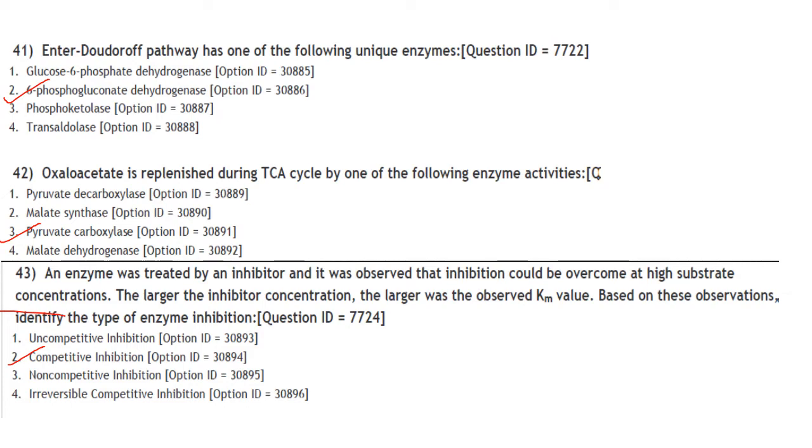The next one. An enzyme was treated by an inhibitor and it was observed that inhibition could be overcome at high substrate concentration. The larger the inhibitor concentration, the larger was the observed Km value. Based on these observations, identify the type of enzyme inhibition. So here the Km value is large, then you can overcome the inhibition by adding more substrate, and the Vmax is the same. So it is naturally a competitive inhibition. Answer is option 2.